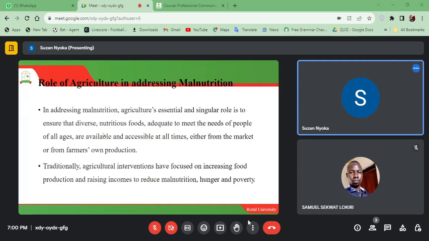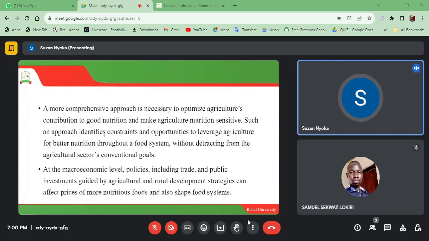A more comprehensive approach is necessary to optimize agriculture's contribution to good nutrition and to identify constraints and opportunities, rather than detracting from the agricultural sector's conventional goals. And then at the macroeconomic level, policies including trade and public investment, guided by agricultural and rural development strategies, can affect food systems.